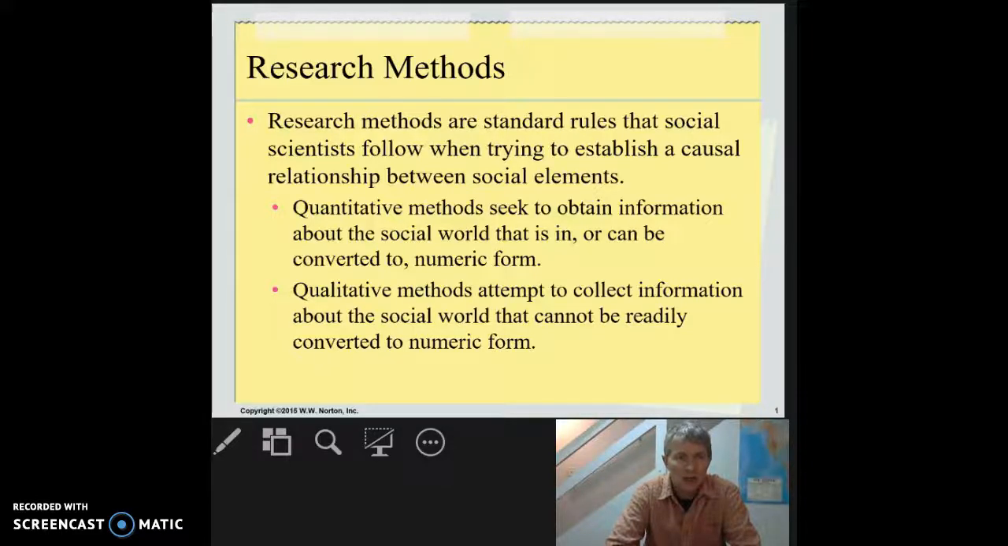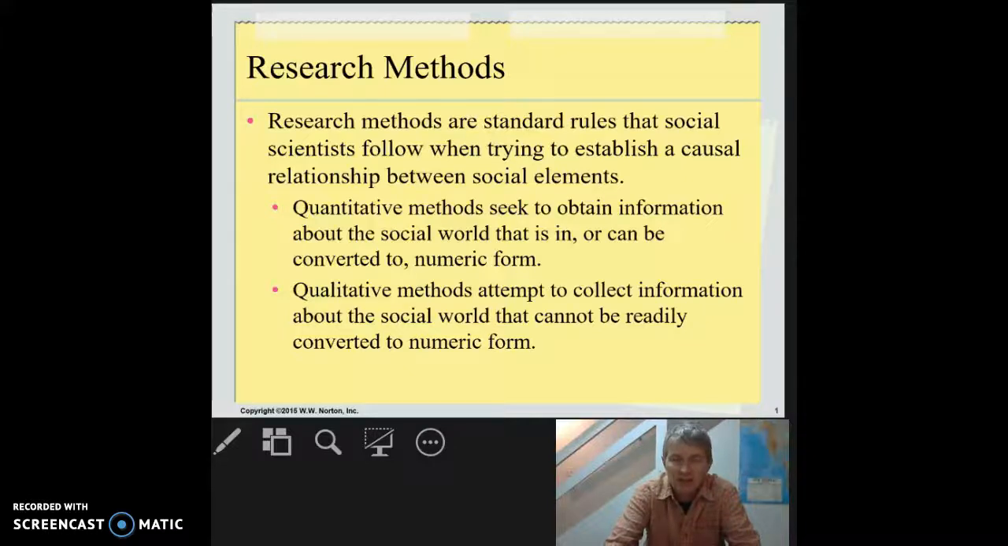So, as you know, research methods are standard rules that social scientists follow in trying to establish a causal relationship between social elements. We have quantitative and qualitative methods. Quantitative methods seek to obtain information about the social world that is in or can be converted into numeric form. Statistics, great form of quantitative methods. Qualitative methods attempt to collect information about the social world that cannot be readily converted to numeric form, even though you might, in the end, convert it to numeric form.